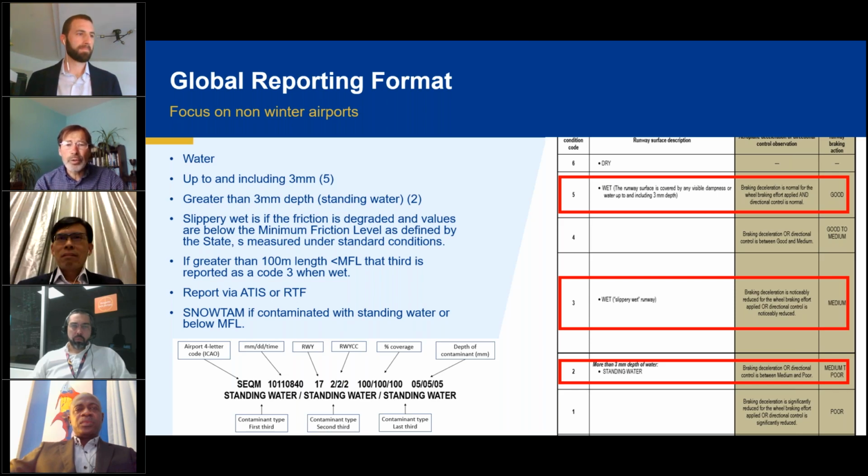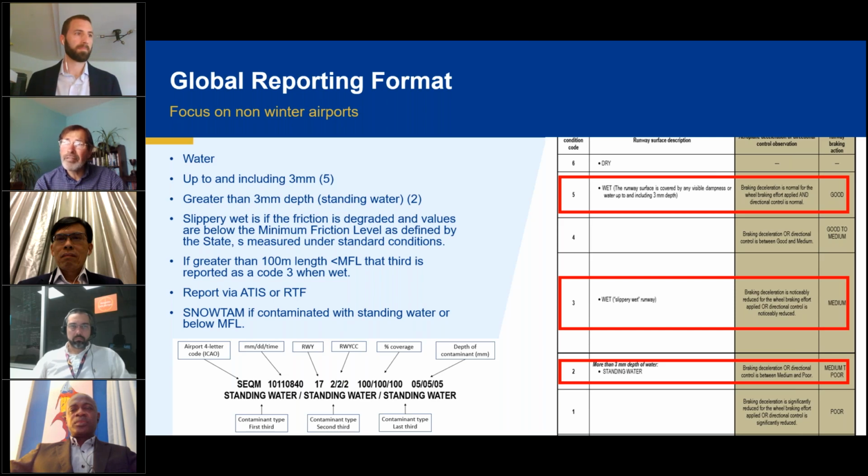The only options to do with water are, well, you can have a dry runway, that's code 6. You can have a wet runway, normally just wet, up to 3 millimeters deep, which would be a code 5. And if it's more than 3 millimeters deep, that's called standing water, and that would be a code 2.